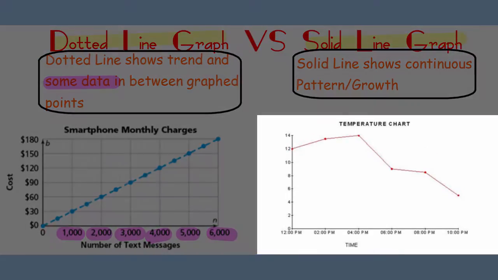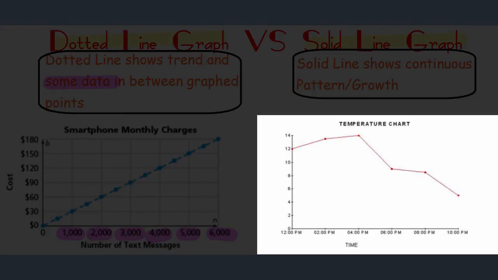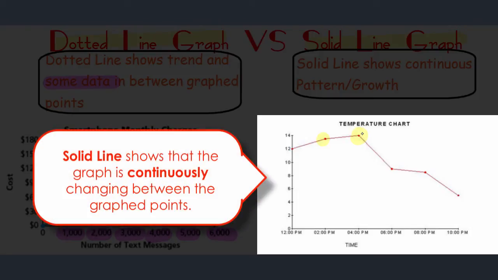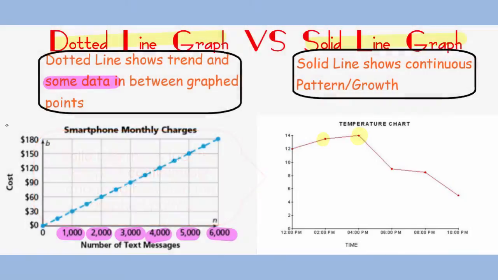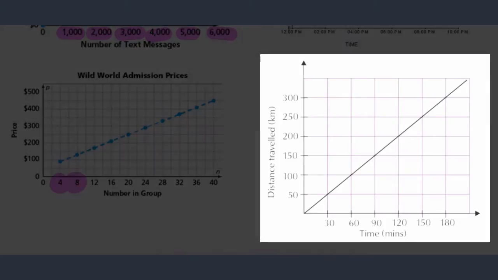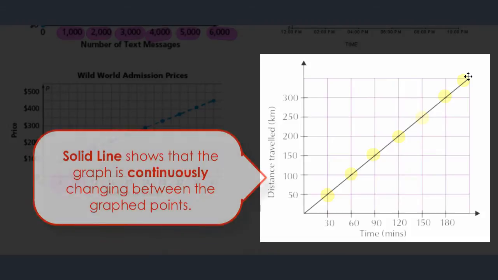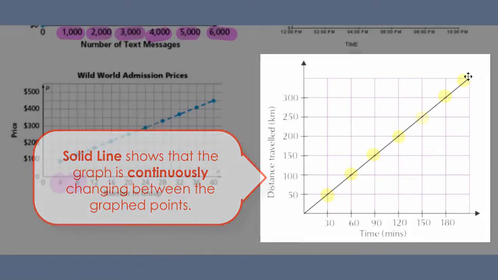As you can see from the temperature chart, even though the temperature was only recorded every 2 hours, the temperature is changing constantly, so it makes sense to connect the points to show that even when the data was not recorded, it is still changing. Now, the distance traveled and time, the data is recorded every 30 minutes. However, the car is still moving in between those times, so it makes sense that you connect the points to show that it is a continuous pattern where when the data is not recorded, something's still happening.